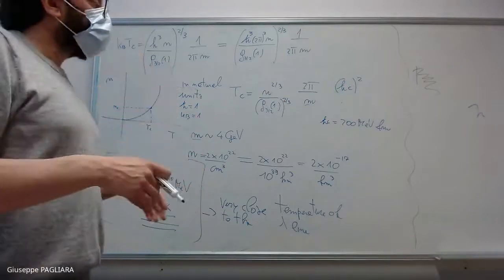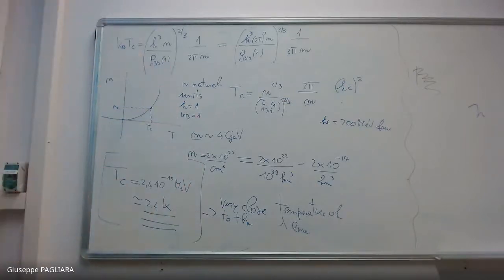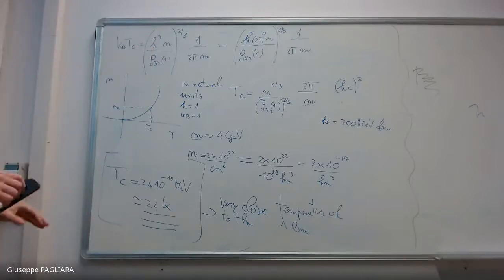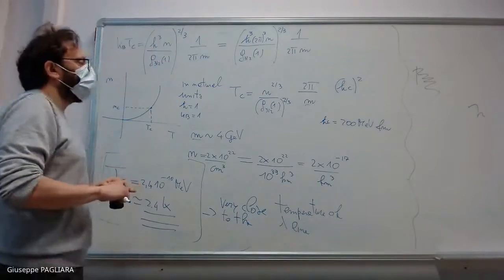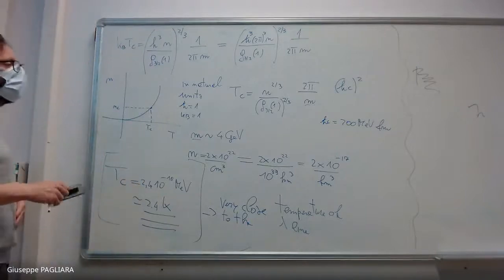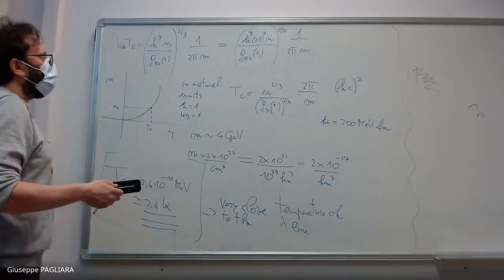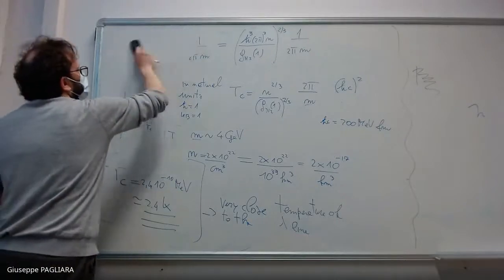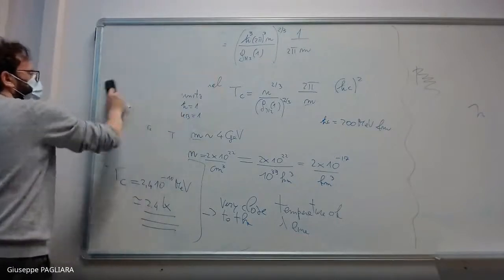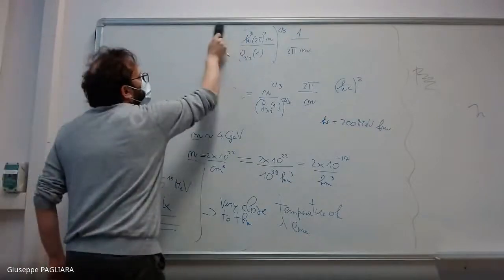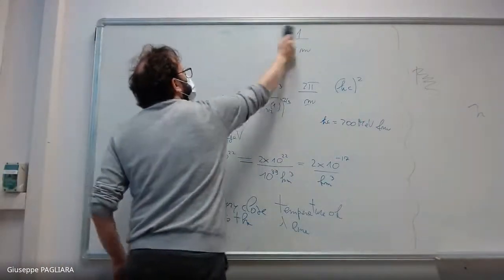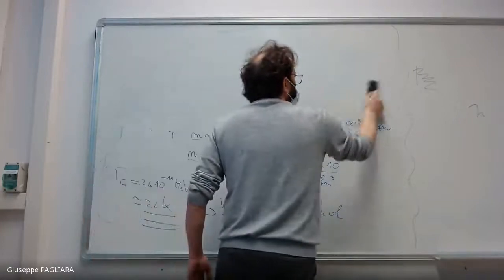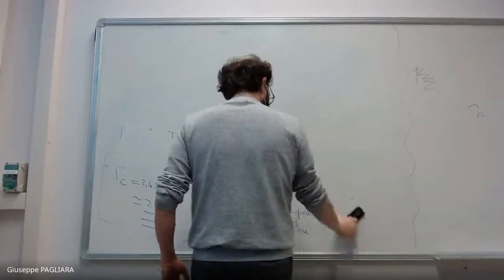Now, the properties of superfluids are so many that I'm not going to discuss them here, because it's another real topic of statistical mechanics: the properties of having vanishingly small viscosity and so many other properties. I will discuss instead two more facts about Bose-Einstein condensation.